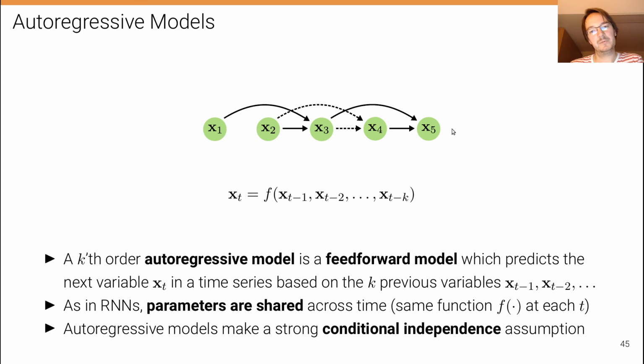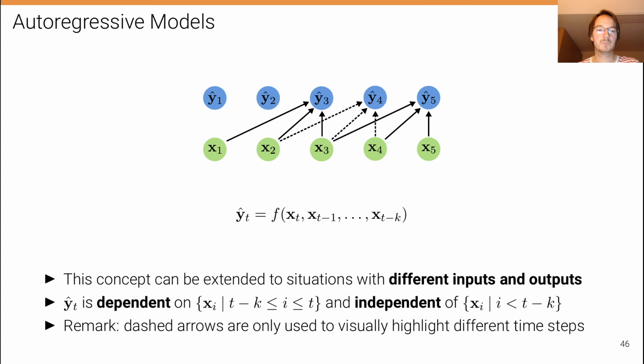As we can see from this illustration, if we think about this as a graphical model, we make a strong conditional independence assumption here. For example, x5 is conditionally independent of x2 given x3 and x4. This is different from RNNs, and we'll have a look at this again in a few slides.